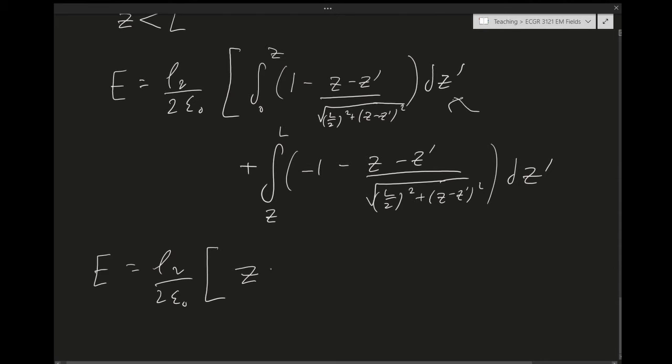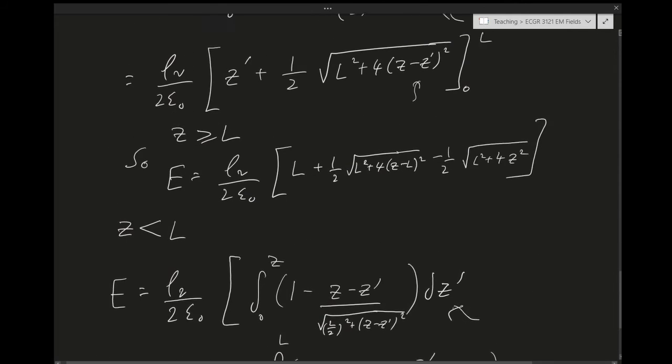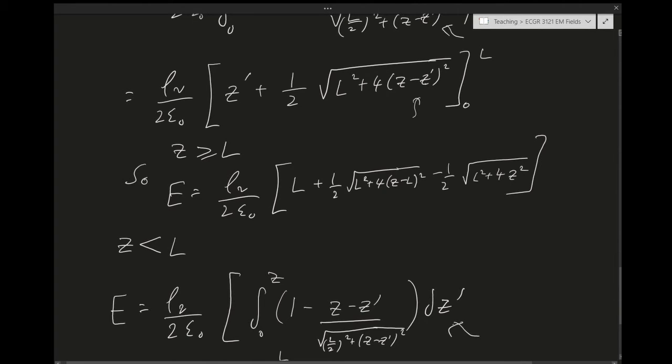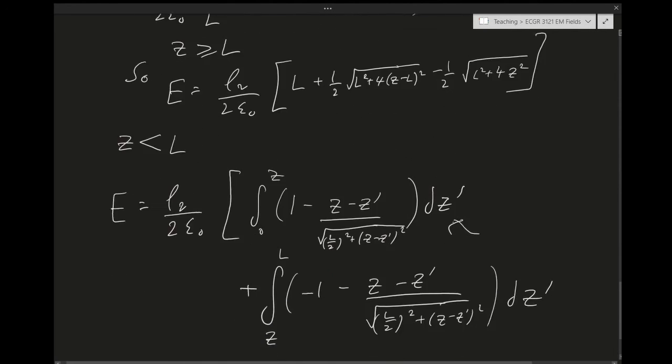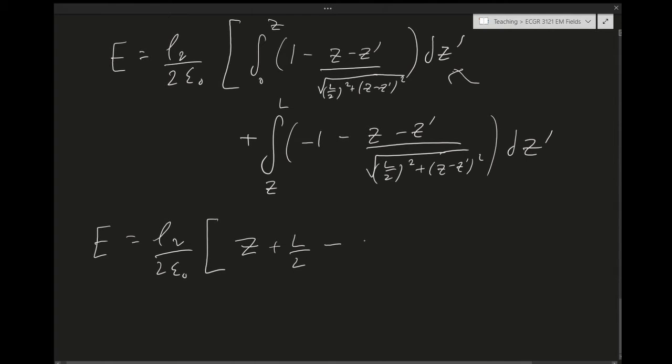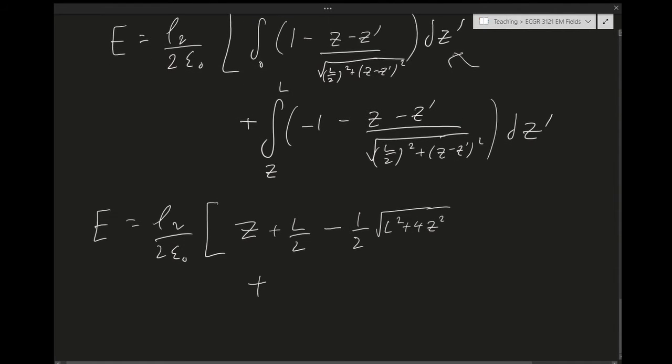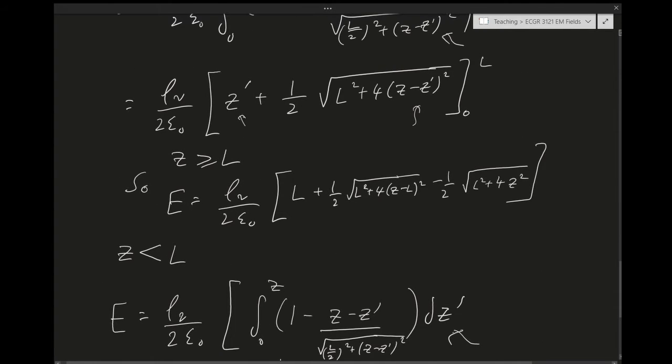So I plug in z, I end up with z plus L over 2, right? So I end up with z here plus, if instead of z prime I plug in z, I get 0. I get L squared, square root. This is just L. L is always positive, so I don't have to write magnitude of L or absolute of L. So it's going to be z prime plus L over 2. Then minus, I plug in 0 for z prime. I end up with minus half L squared plus 4 z prime. Right. Plus now the other integral. Plus this integral. This integral is the same as the other integral, only now I have, instead of z prime here, I have minus z prime.